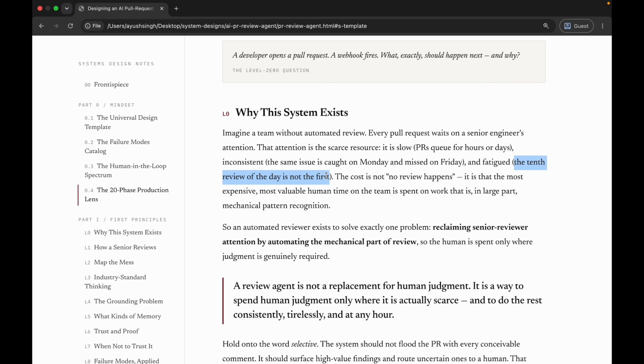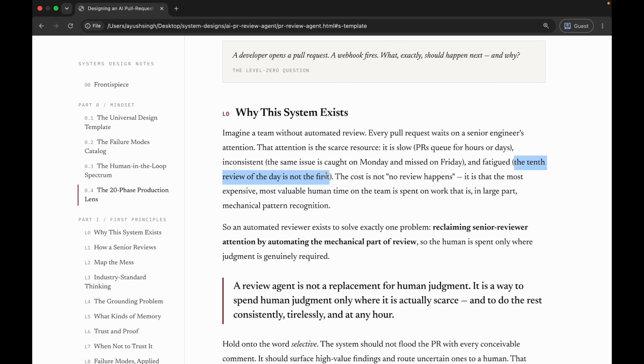Similarly, whenever you work on any sort of system, remove that thing and then think about what problem might come. Then think about it: an automated reviewer exists to solve exactly one problem, which is reclaiming senior engineer attention by automating the mechanical part of the review, so that the human is reviewing the actual thing that needs it, rather than doing a lot of basic stuff, or something which could have been caught, or maintaining consistency, or avoiding fatigue.